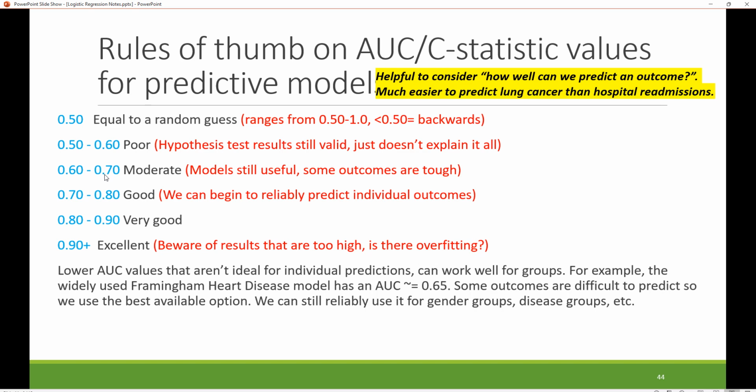For AUC values between 0.6 and 0.7, that represents a moderate fit. Models are still useful. Some outcomes are tough. Readmissions, for example, we use readmissions models that are in that range. If we get an AUC between 0.7 and 0.8, that represents a good fit. We can begin to reliably predict individual outcomes. 0.8 to 0.9, that's very good.